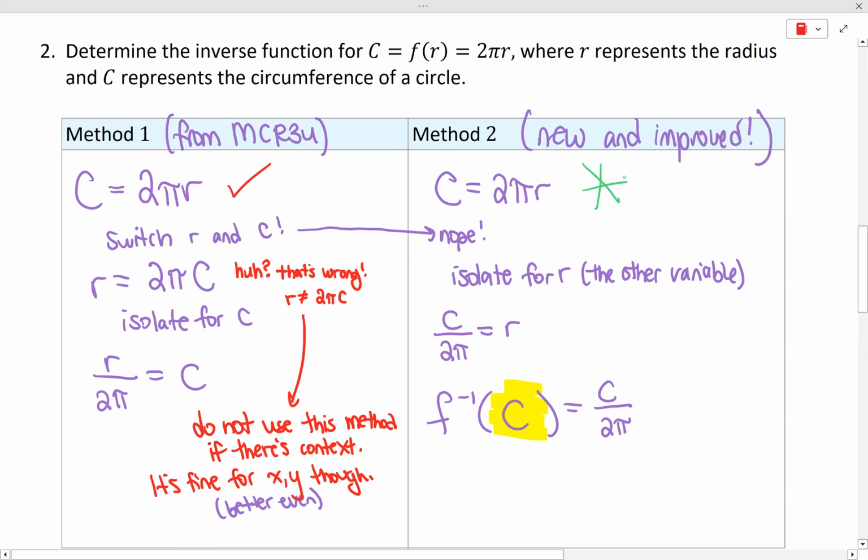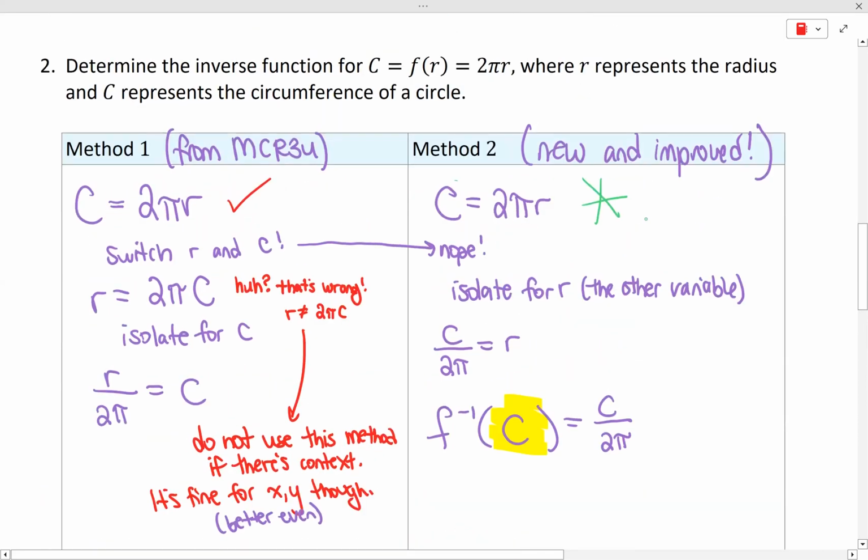Method 2 is actually even simpler than method 1, because in method 2, you don't have to switch variables at all. You just have to isolate for the other variable. So originally, c is isolated. So to find its inverse, we need to isolate for r. In terms of notation, we're going to use the -1 to denote that it is an inverse. The only other difference is that now our input variable is c, not r.